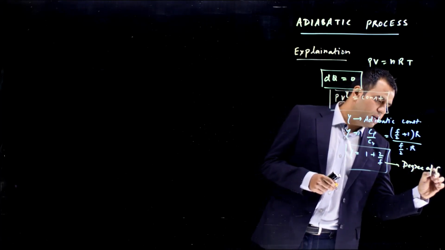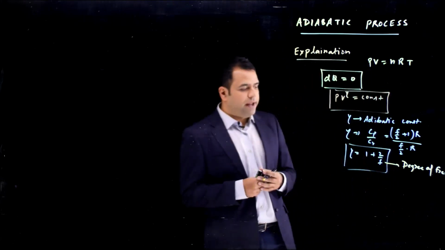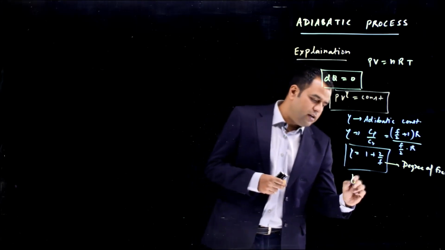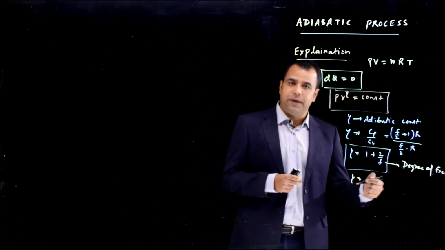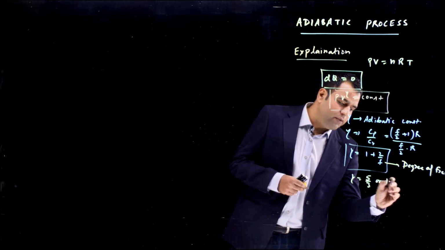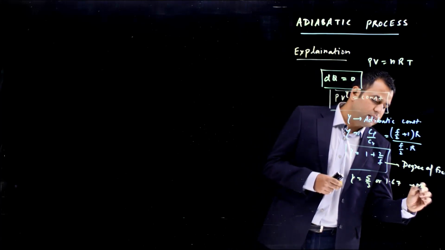This is your degree of freedom. So if the gas is monatomic, we have to put the value of F as 3. So this whole value, gamma, will convert into 1 plus 2 by 3. That will be 5 by 3, or we can say it will be 1.67. This is for monatomic gas.